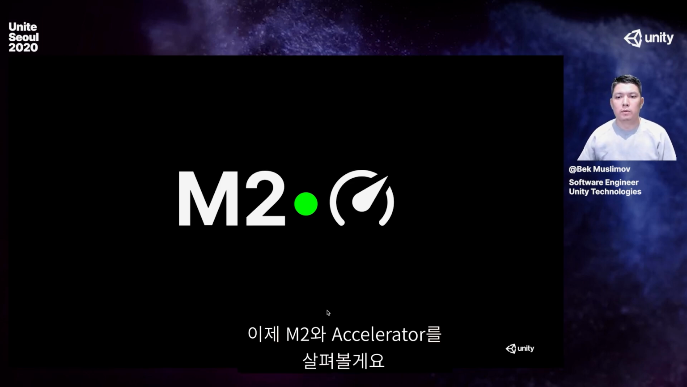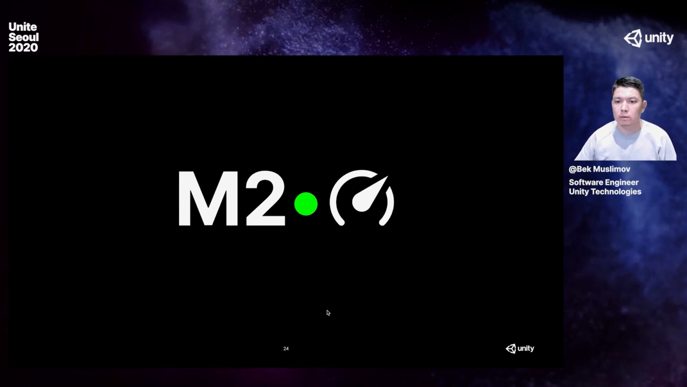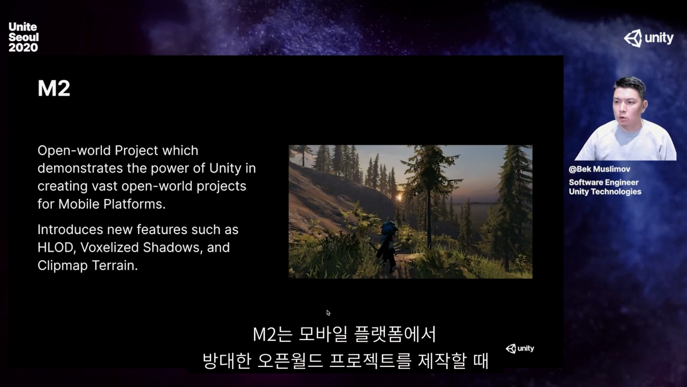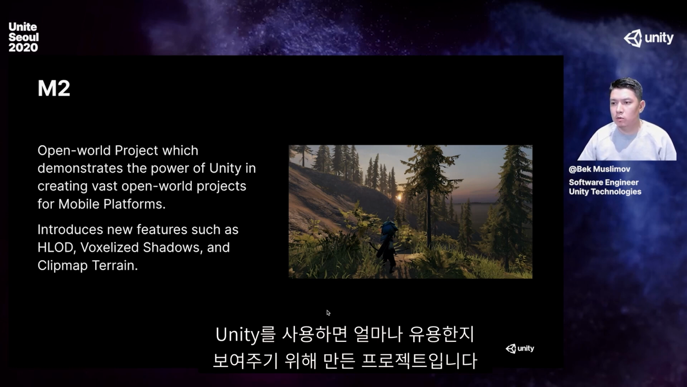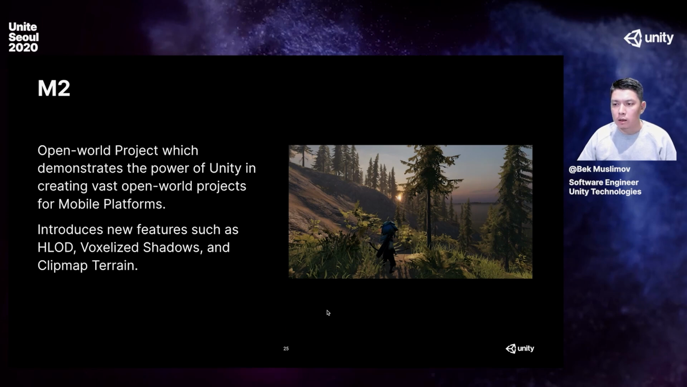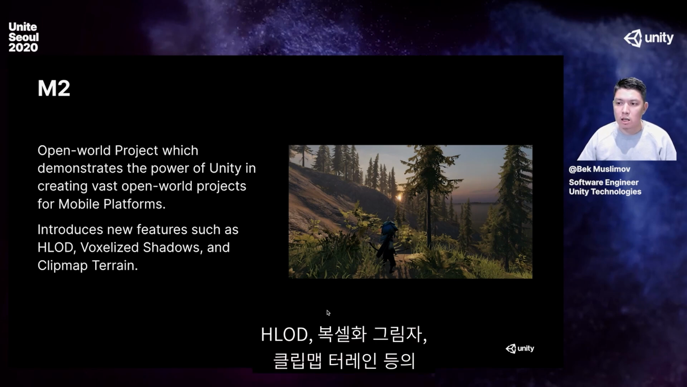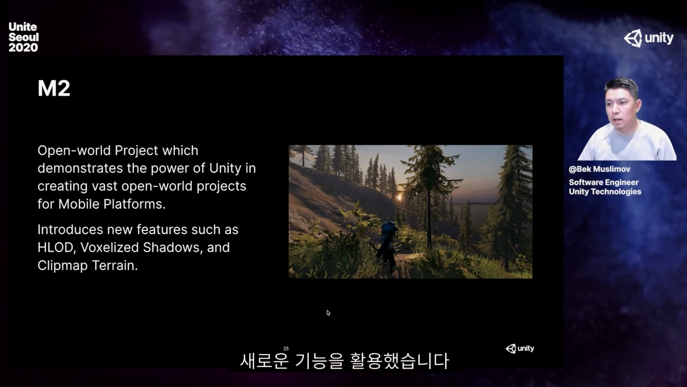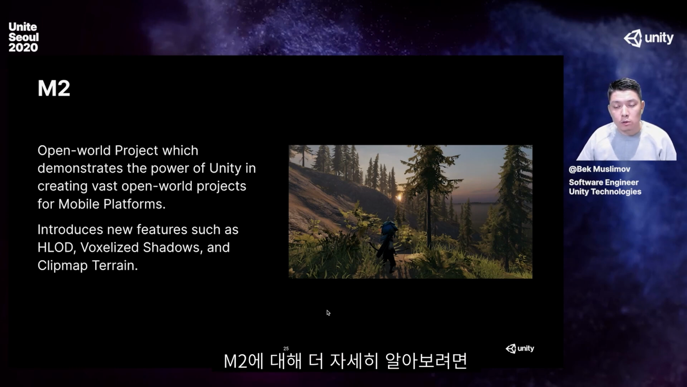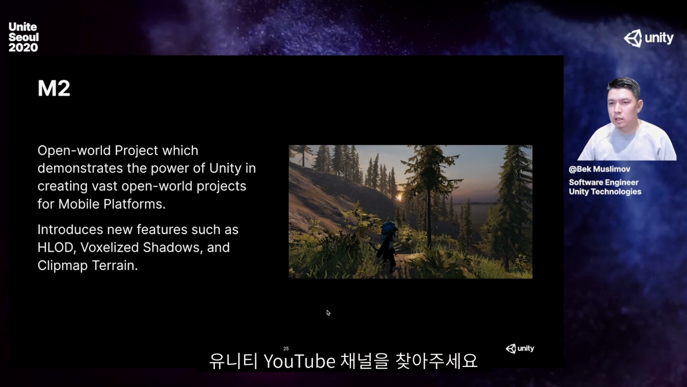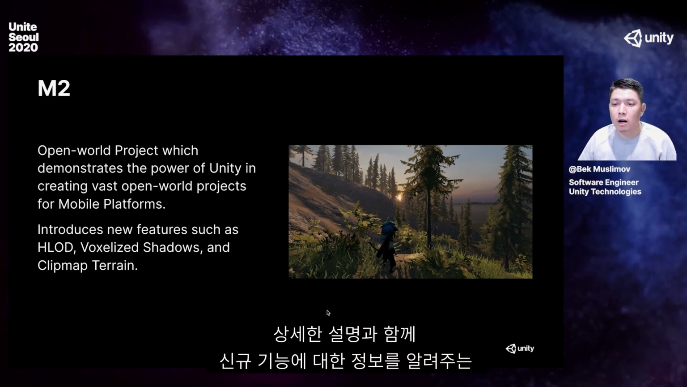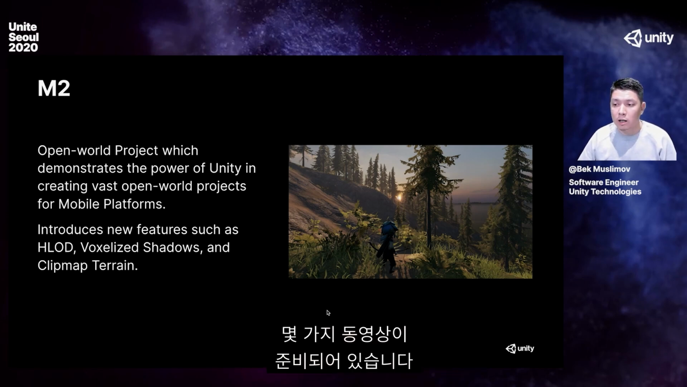Now let's talk about M2 and the Accelerator. M2 is an open world project which demonstrates the power of Unity in creating vast open world projects for mobile platforms. It introduced new features such as HLOD, box slides, shadows, and clip map terrain. If you would like to get some more information about M2, please visit our YouTube channel. There are a couple of videos that explain M2 in detail and about what kind of new features it brings.